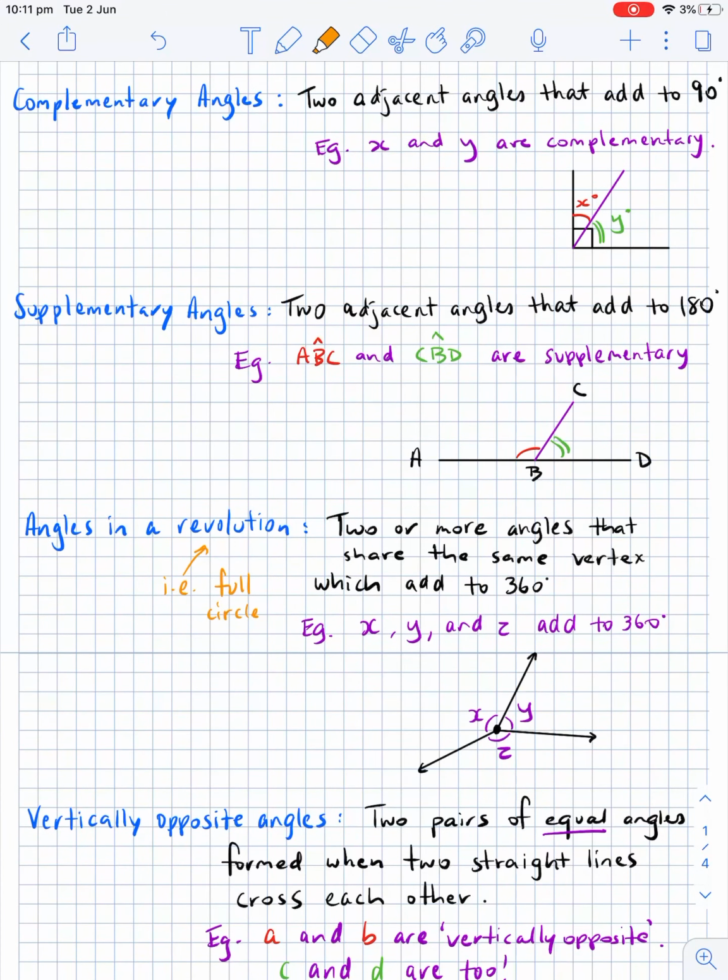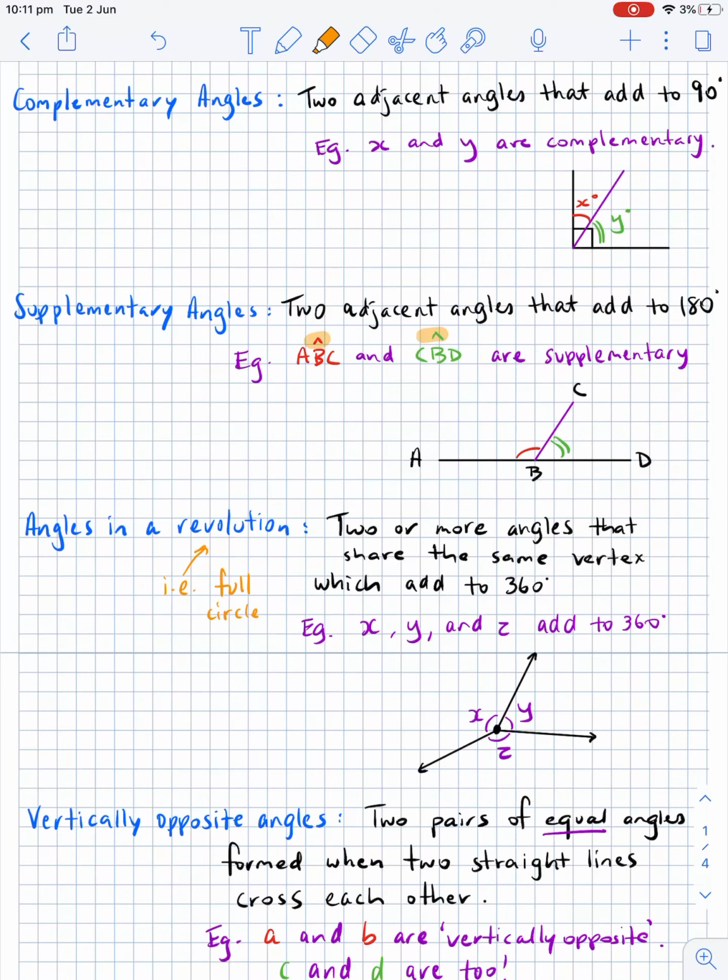Supplementary angles are two adjacent angles that add up to 180 degrees. So angle ABC and angle CBD are supplementary. Notice that this angle and this angle both have their point here at this B. So that's why you need to make sure your B is in the center when you're naming these angles.